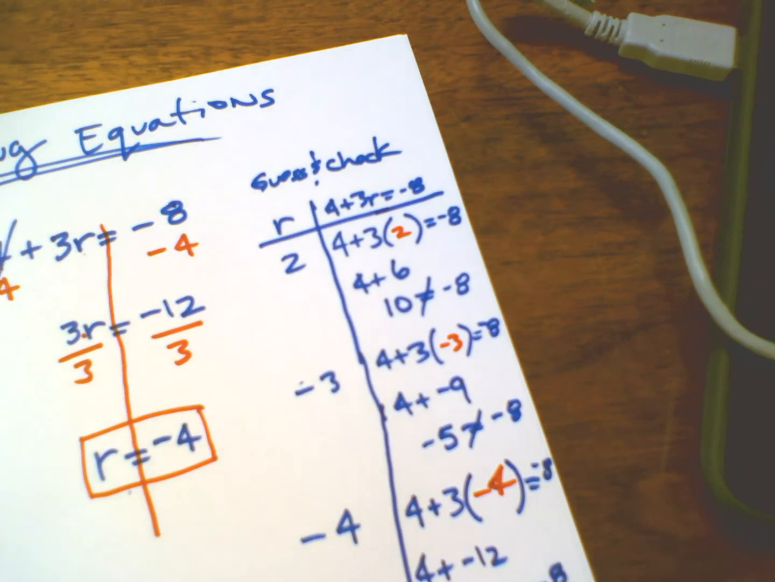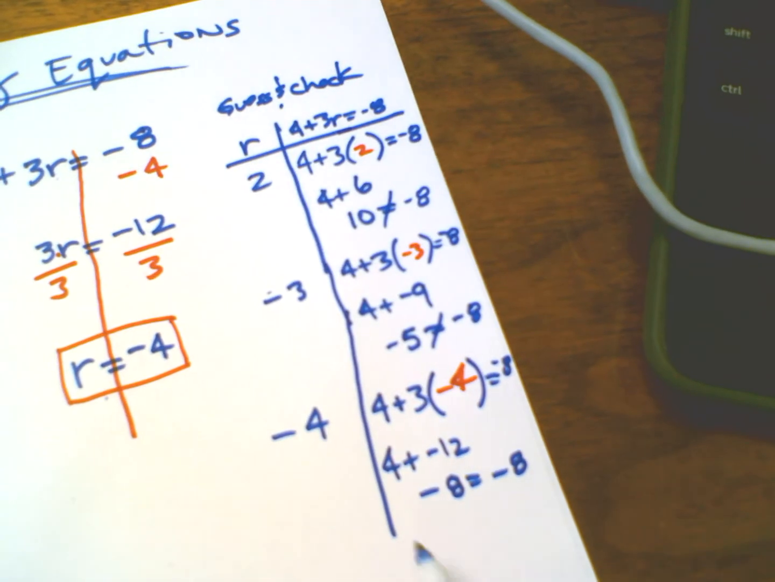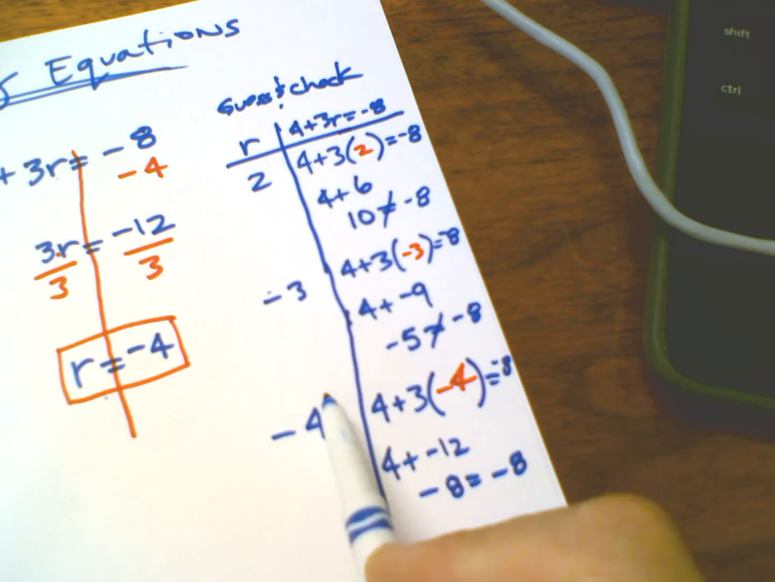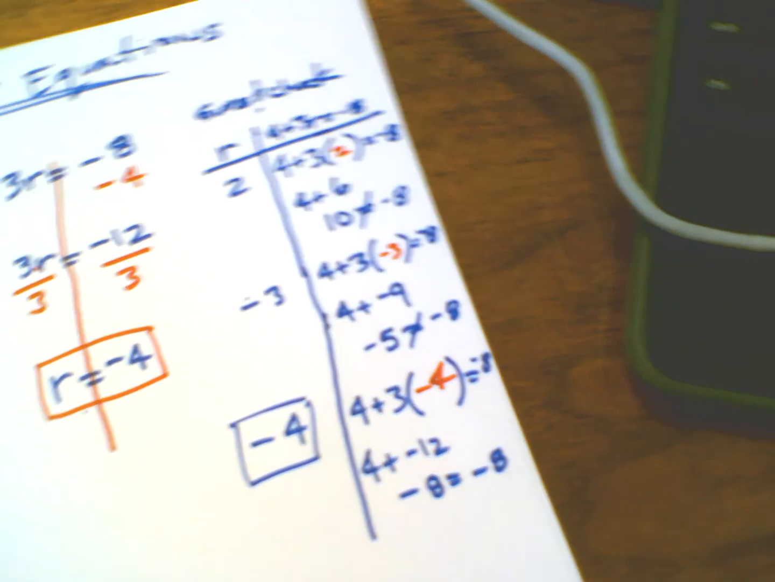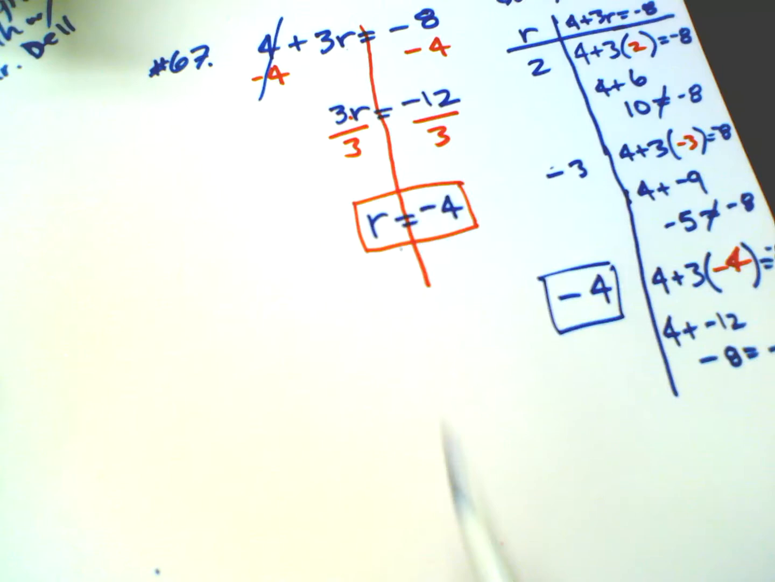So that's the whole check part. It checks out. So when you have that 4 and negative 12, you get negative 8, and negative 8 does equal negative 8. So that is the answer. The answer is negative 4. Okay, so that's number 67.